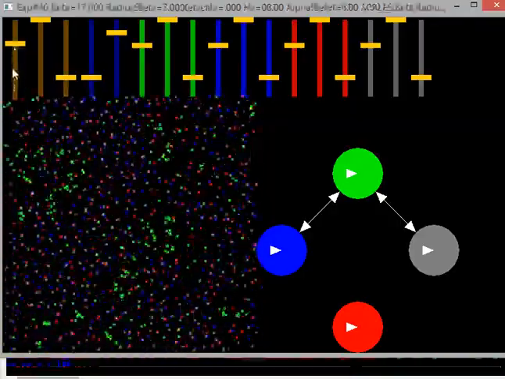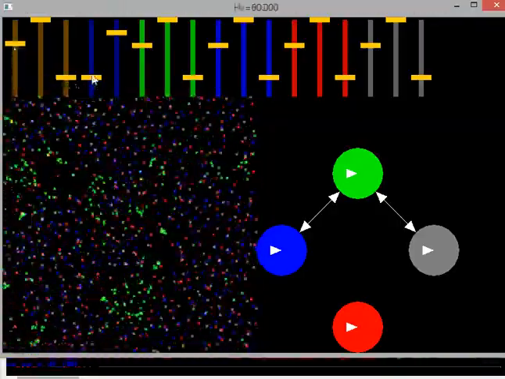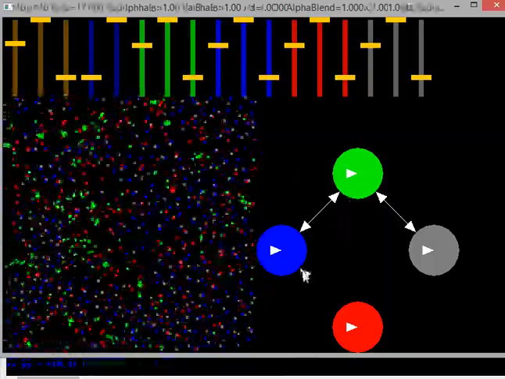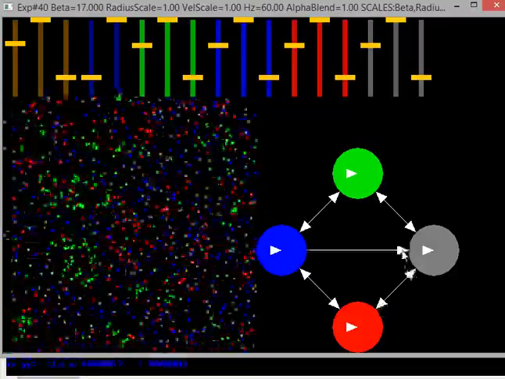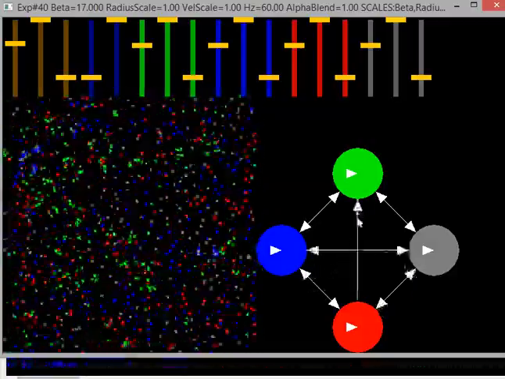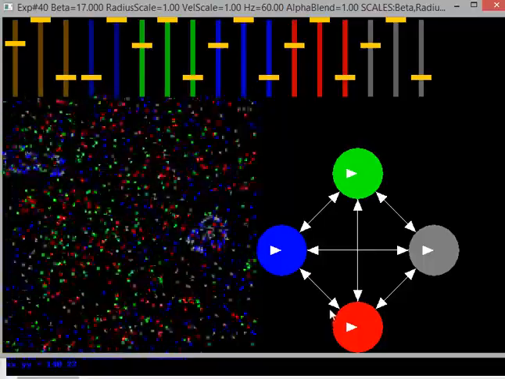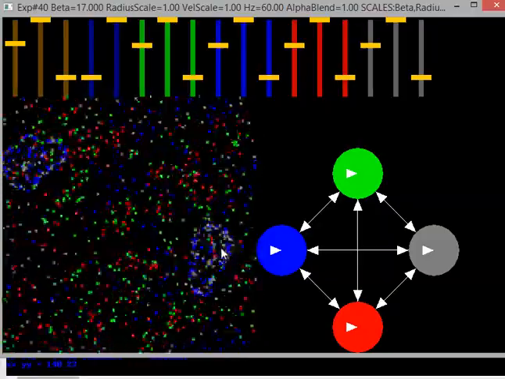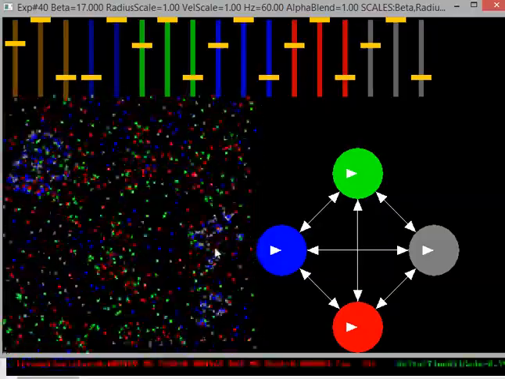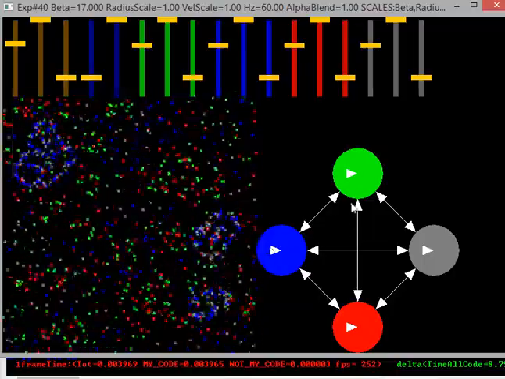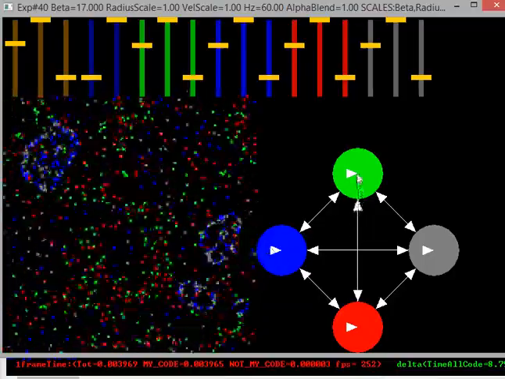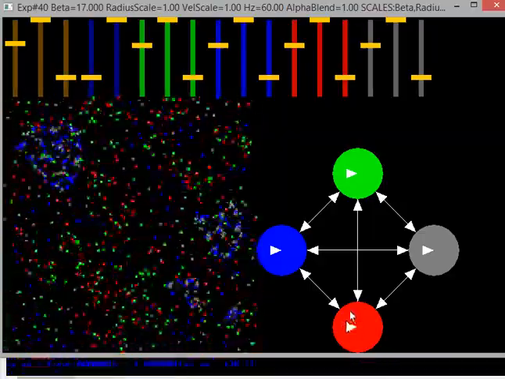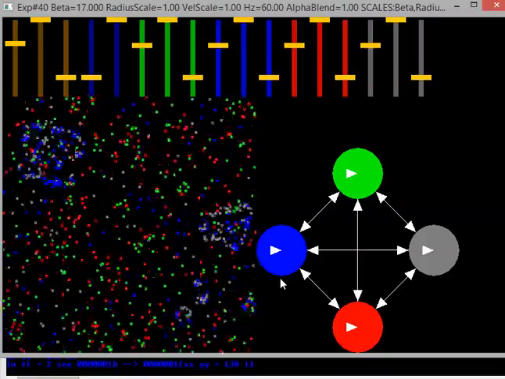All right, let's reset everything. Okay, everything's reset to the beginning when I first started the video. Oops, no, it's not. Let's go back to connecting everything together. Okay. Blue and gray decided to evolve together. Not sure why green and red aren't getting involved. Let's let it run for a while and see what happens.